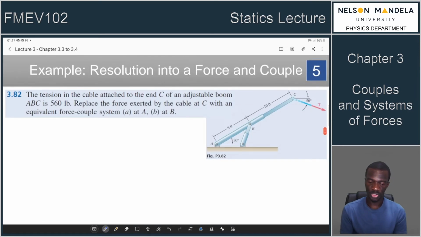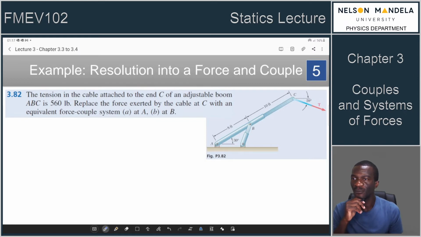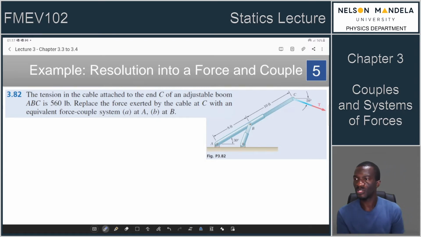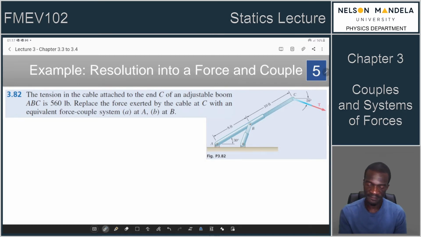An example is shown, figure 3.82. It says the tension in the cable attached to the end C of an adjustable boom ABC is 560 pounds. Replace the force exerted by the cable at C with an equivalent force couple system at A and at B, right? So you're given some points at which you need to find those force couple systems. Okay, so how would we find the equivalent force couple system? We have been given a point on which we should generate the new force.